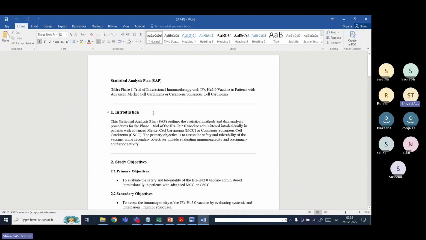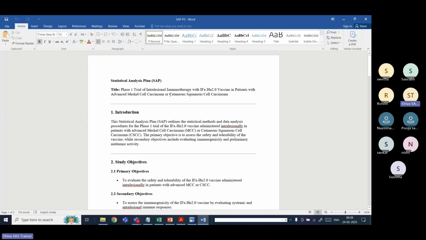So all the projects have similar tables. Don't worry about that. The tables, figures and listings we have learned are applicable to all these studies. Some studies don't have figures, some studies have figures, some studies have one type of efficacy. I have explained three types, right? That was only oncology related.